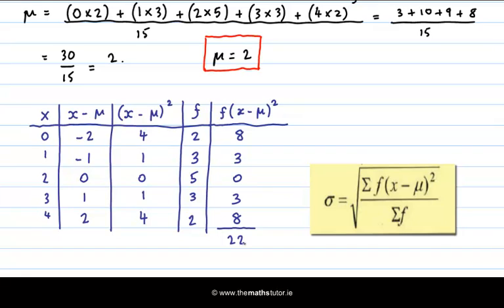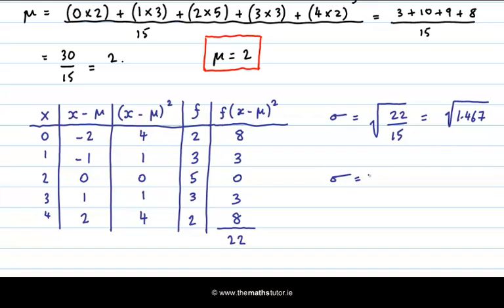We then need to divide by the number of them to get the mean of those squared deviations. So we take 22, divide by 15, and then we get the square root of that. So that's what sigma will be equal to. 22 divided by 15 is 1.46, 1.467 if we give it to 3 decimal places. And then we get the square root of that, and we get that sigma is equal to 1.211. And that's to 3 decimal places.